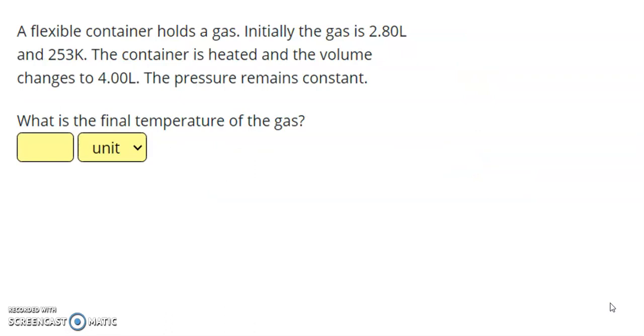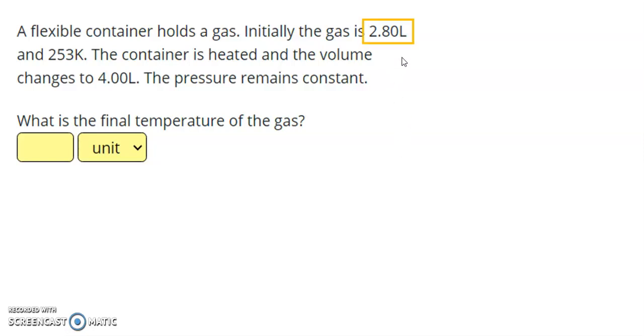Let's look at one more question. A flexible container holds a gas. And when you see flexible, that means the volume can change. A rigid container, the volume does not change. All right, so initially the gas is at 2.80 liters and 253 K. The container is heated and the volume changes to 4 liters. The pressure remains constant. What is the final temperature of the gas?